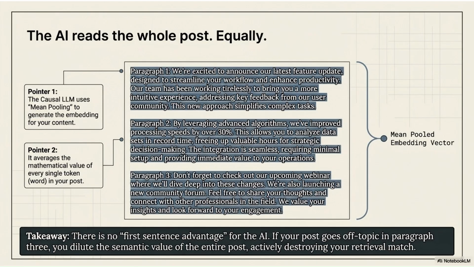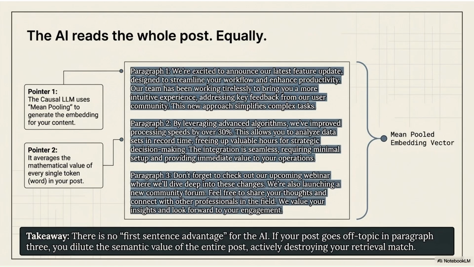Every single word you write on your profile and in your posts is literally a vote for where you live in this 3,072 dimensional universe. You really have to ask yourself, are you voting for a clear, distinct neighborhood? Or are you just scattering your votes all across the map and ending up lost?